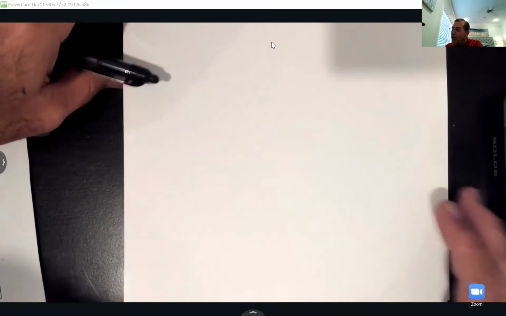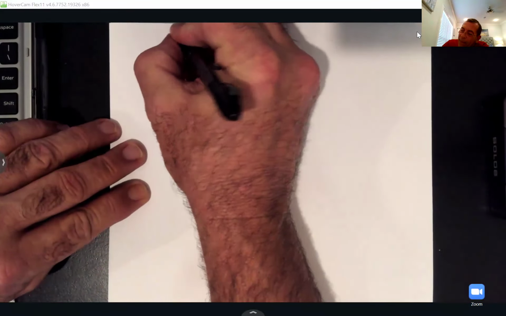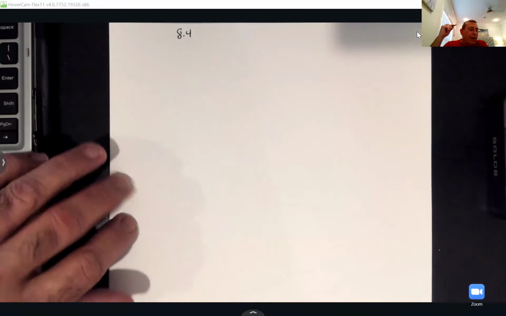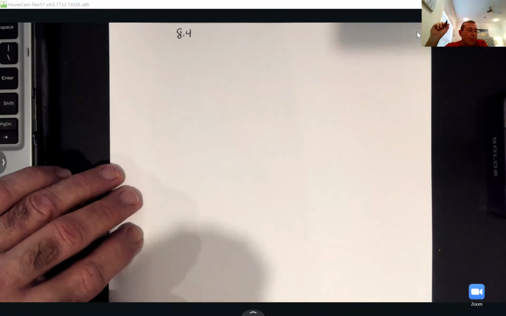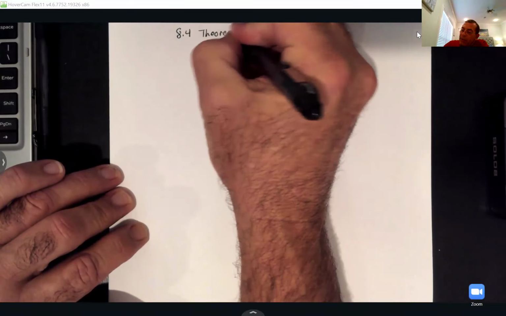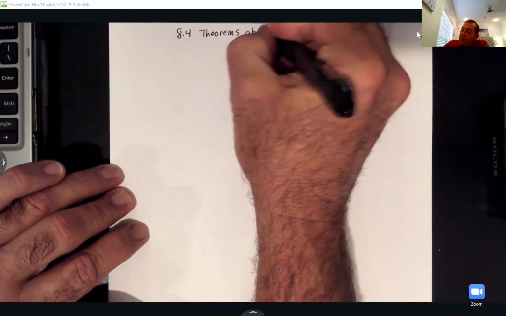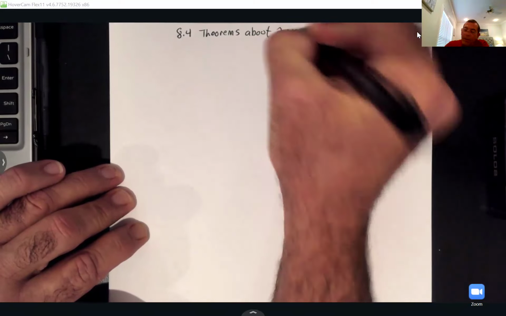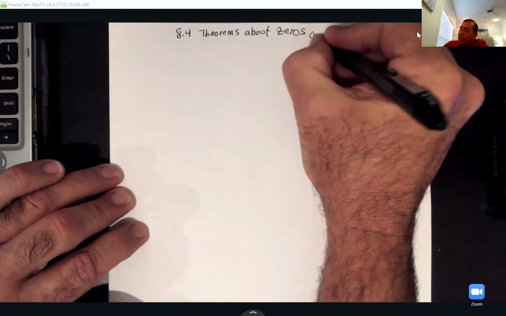So let me change my paper here. We're going to get a start on at least half of 8.4. And y'all, let's see, 8.4 deals with what we call theorems about zeros. So theorems about zeros of polynomials.